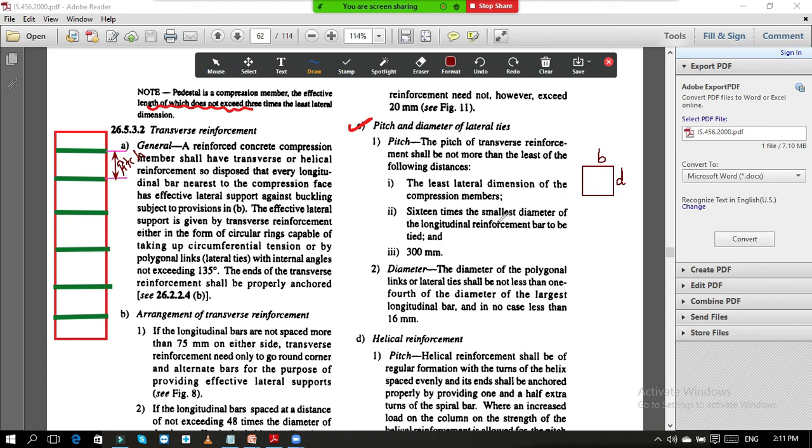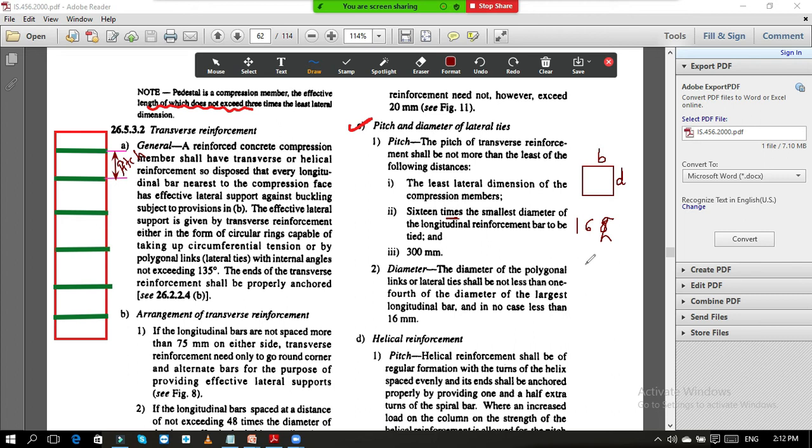Then 16 times the smallest diameter of the longitudinal reinforcement bar. So 16D, 16 into D, 16 multiplied by the diameter of the bar. Instead of D, we use the notation phi, so I will write phi here so you will not get confused between the top D and this. So 16 phi. What is the phi? The smallest diameter of the longitudinal reinforcement bar.